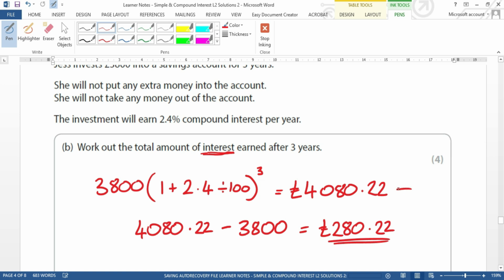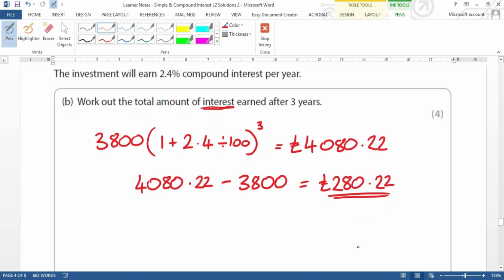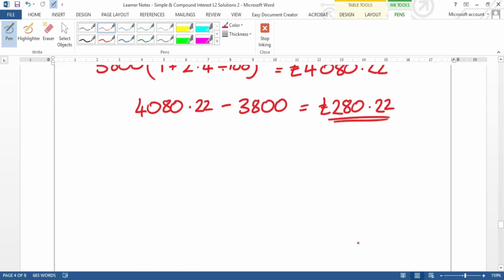Yeah. So if you got to this step here, you'll probably get 3 marks out of 4, which is still pretty good, but obviously it's not the final answer. You would need to carry on. Just always recheck which one it is asking for. Is it the amount in the account, which was the £4,080 and 22 pence, or is it the interest? And in this case, it's just to do with the interest, which is the £280 and 22 pence. So again, you just have to watch out for that.